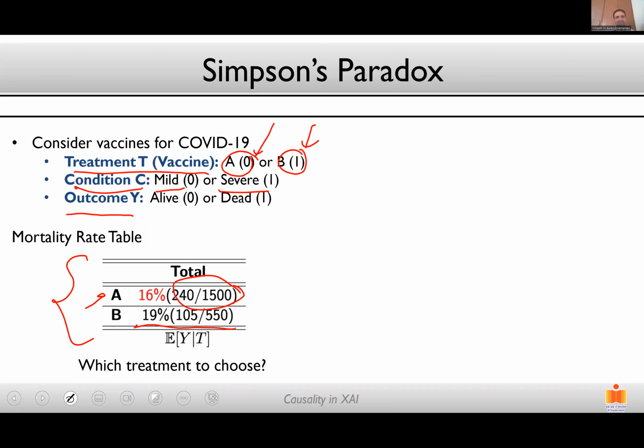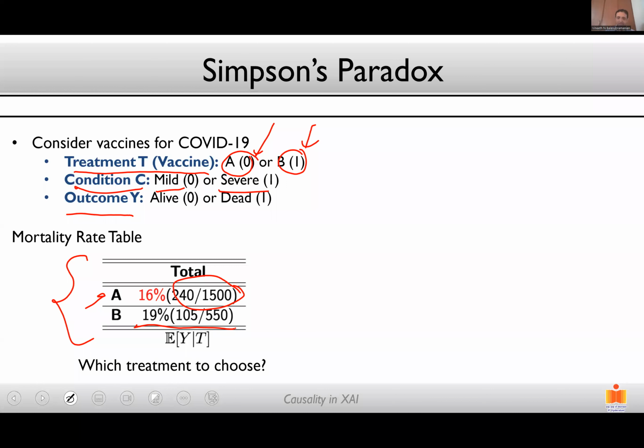It's a simple answer to perhaps say that you should go for vaccine A, right? It has the lower mortality rate. So if somebody showed me this and put this out in a newspaper, then we would all spread the news that go for vaccine A, it has lower mortality rate. If somebody asks you, you would say, it seems safer, go for vaccine A, right?